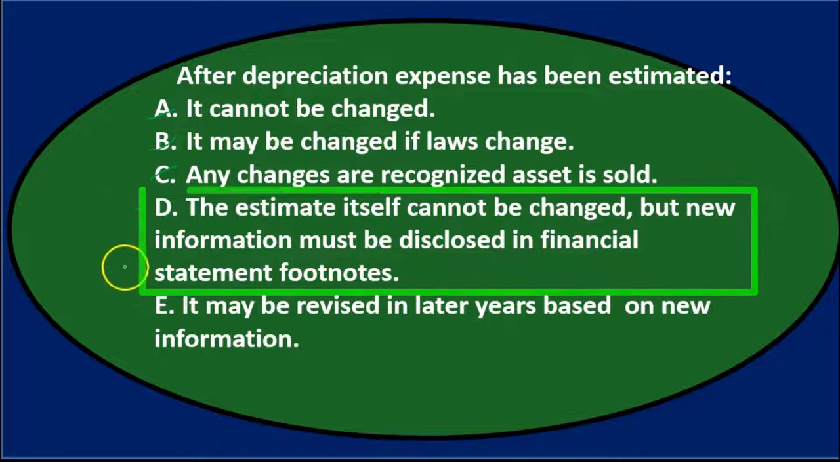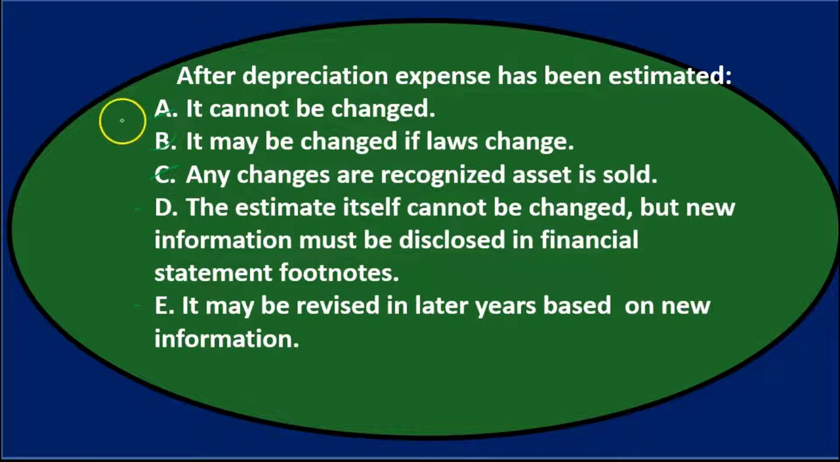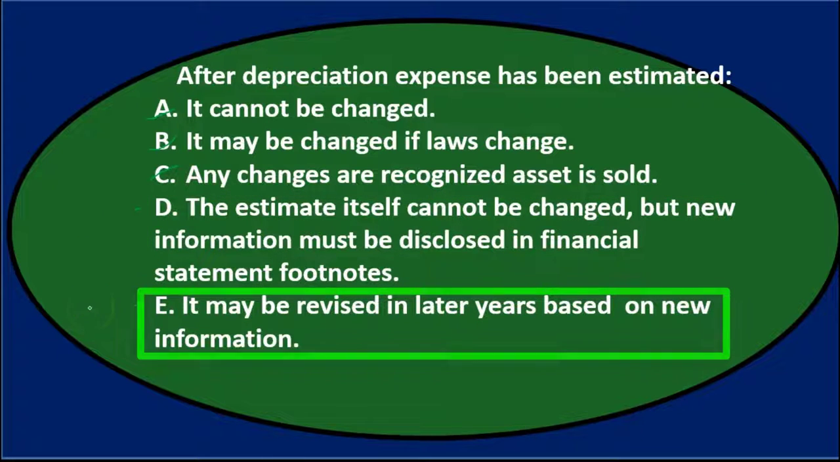D says we're not going to make the change because we already have been running on it, but we'll make a note of it. And E says we'll make a change in later years, meaning we're going to cut it off for this year. We're not going to revise the prior years, and we'll make the change going forward. So if we read through this again, we're left with D and E. After depreciation expense has been estimated, D, the estimate itself cannot be changed, but new information must be disclosed in financial statement footnotes. And E, it may be revised in later years based on new information.